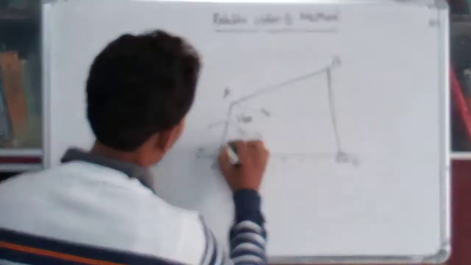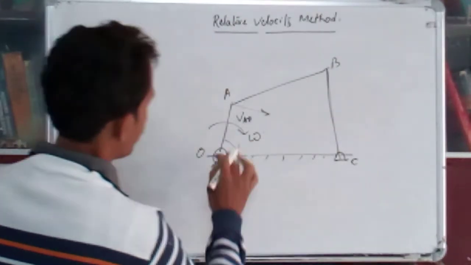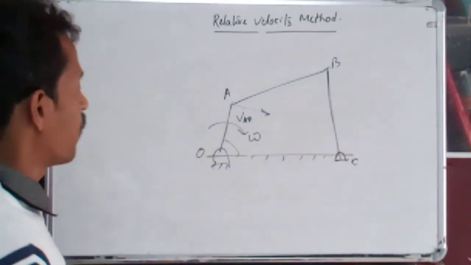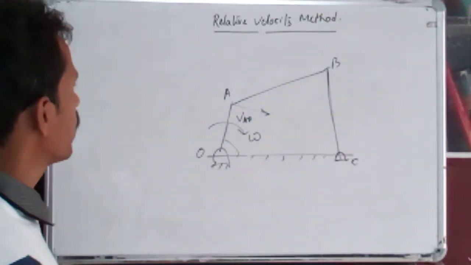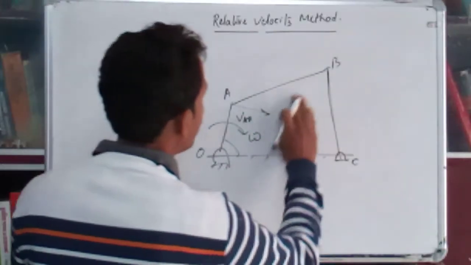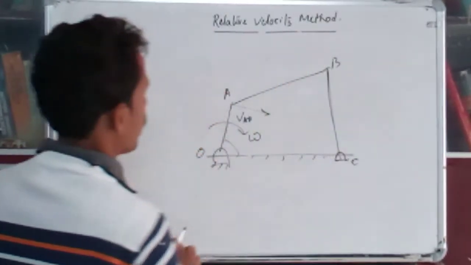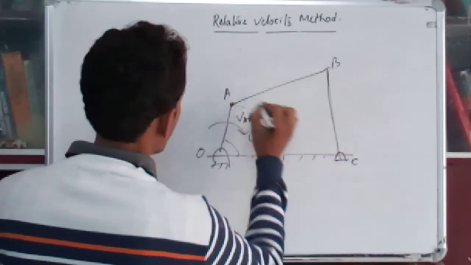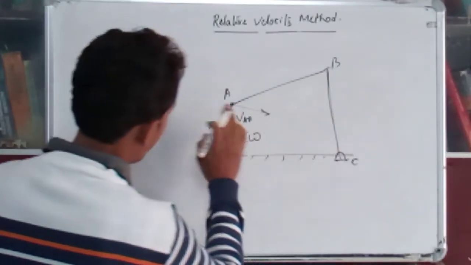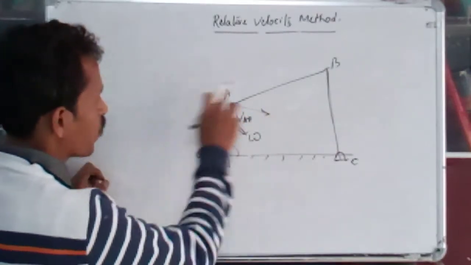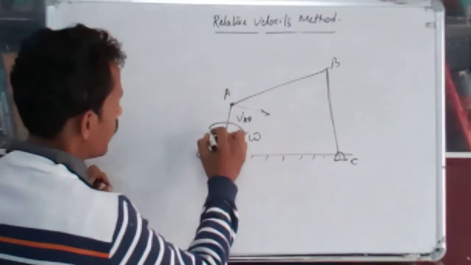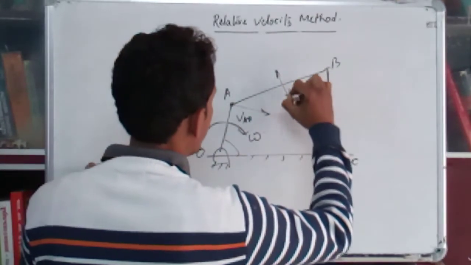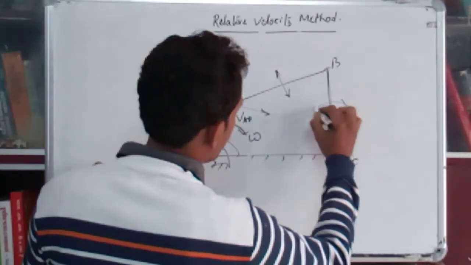Now, or maybe some angle is given. Now we find out the velocity with the relative velocity method. As this is a crank, that crank is rotating. That will reciprocate, and that will also suppose rotate.